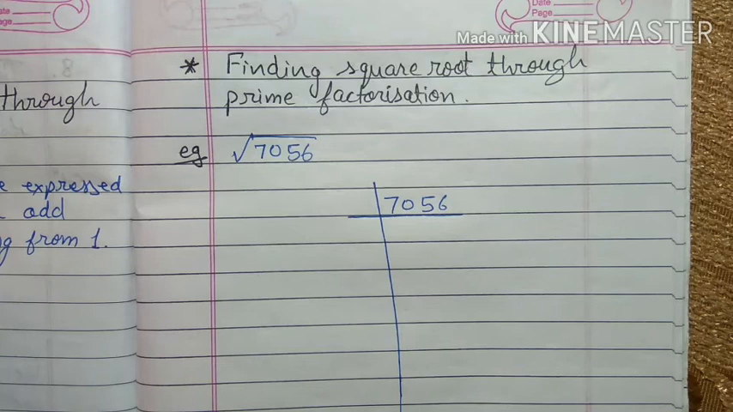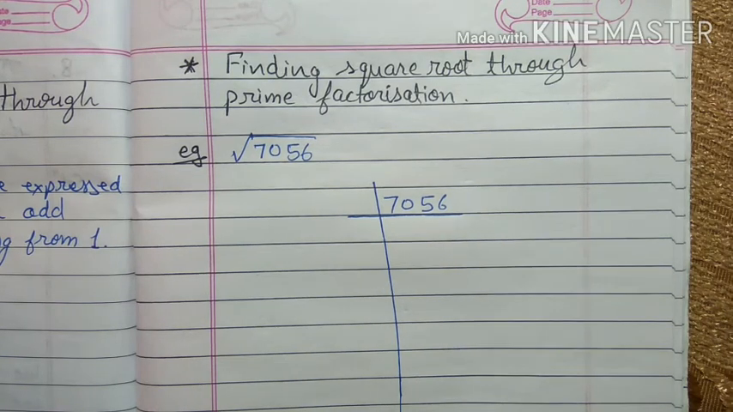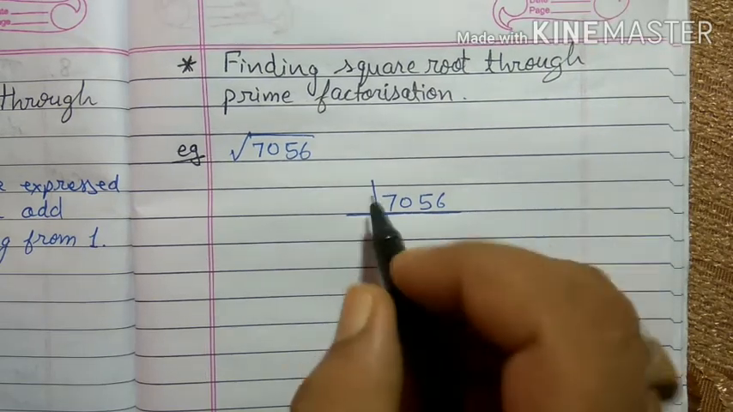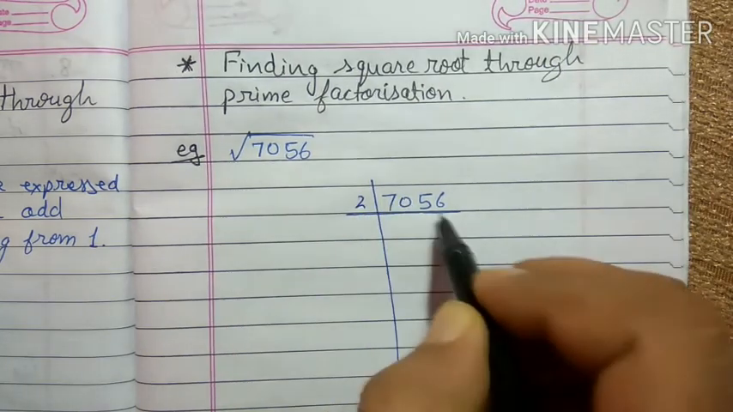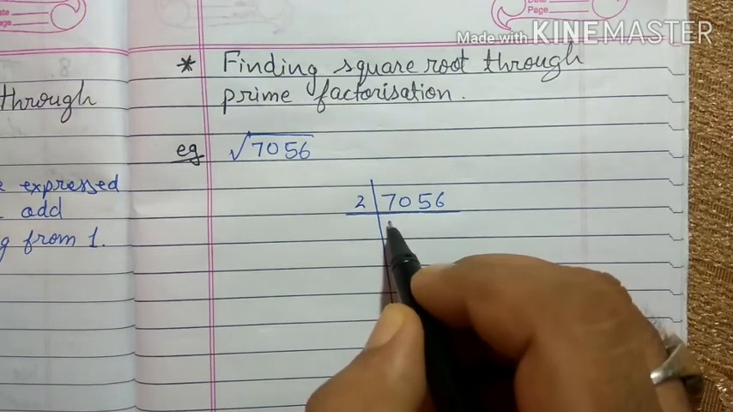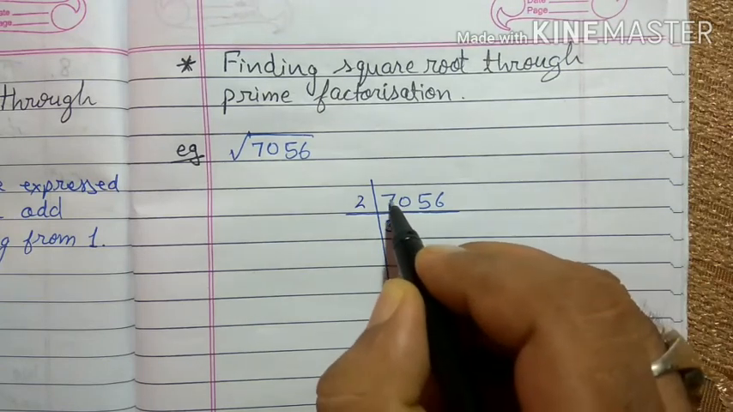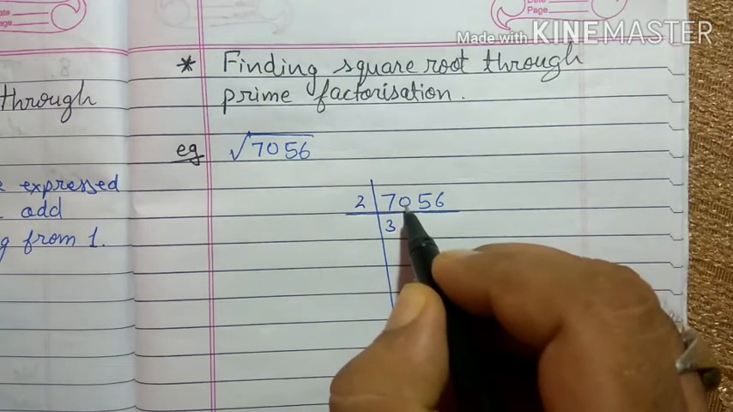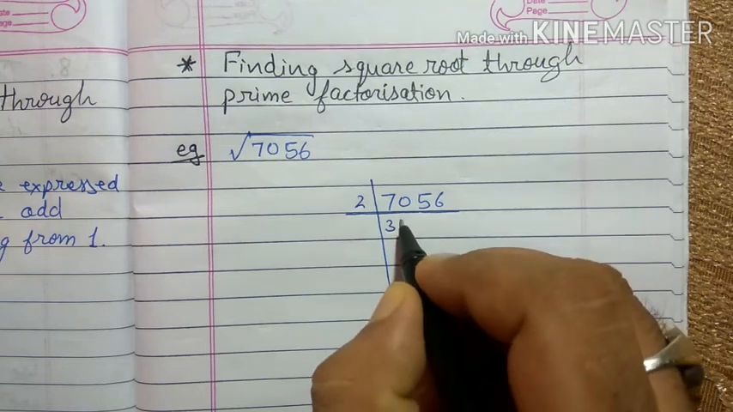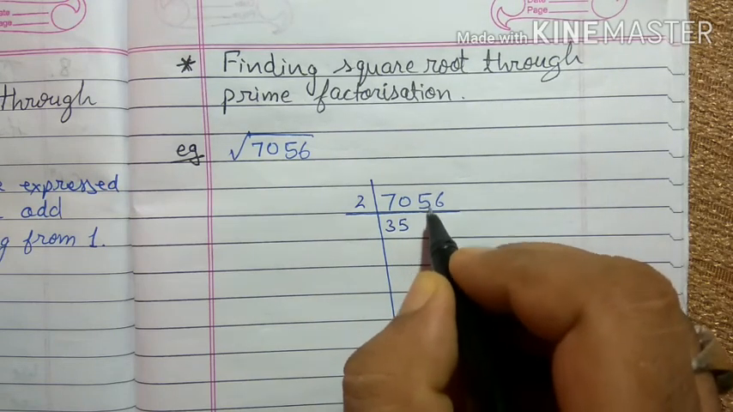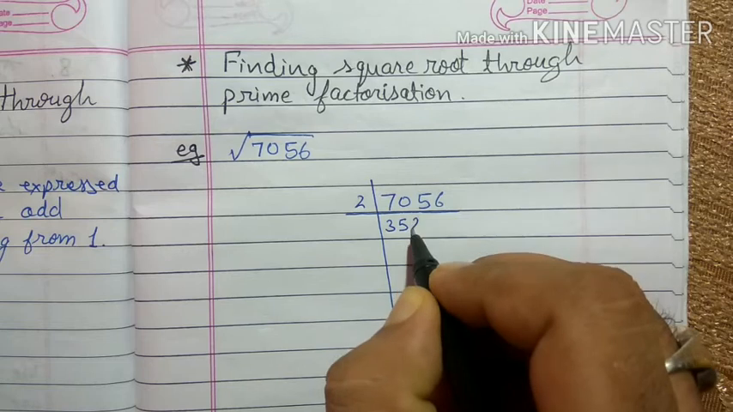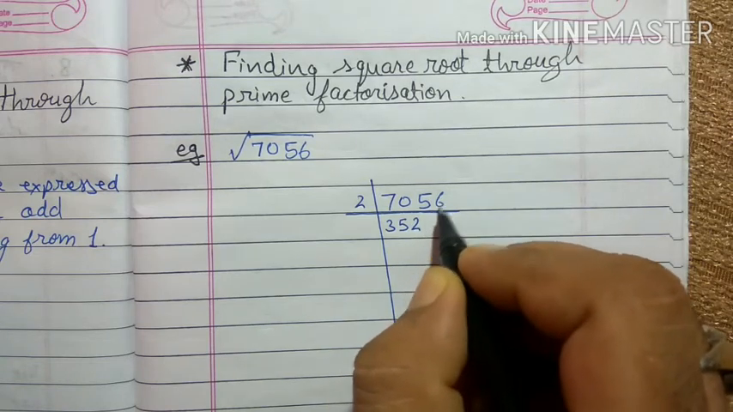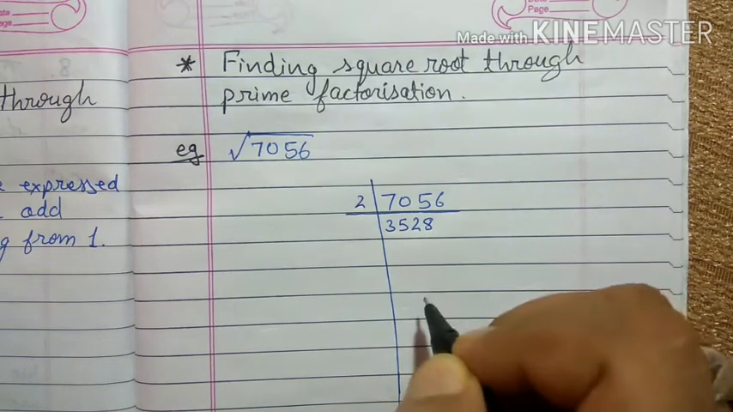First of all, 7056 is an even number, so it must be divisible by 2. So divide this number by 2. We'll read the table of 2. 2 3s are 6 and 1 is left. It becomes 10. 2 5s are 10. Now here it is 5 only. 2 2s are 4, 1 is left. It becomes 16, and 2 8s are 16.